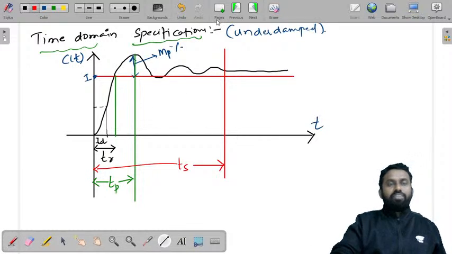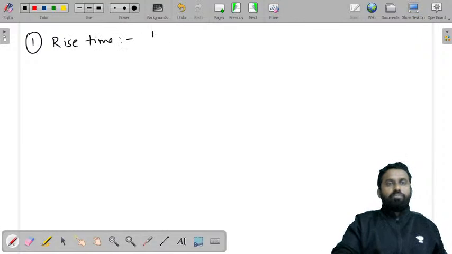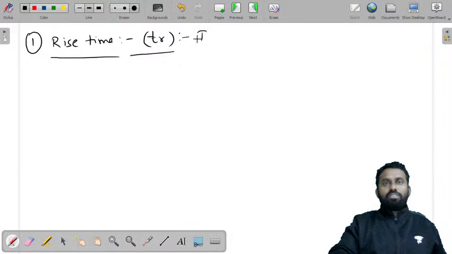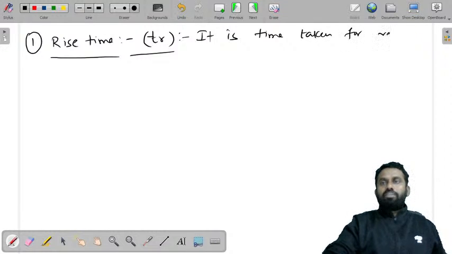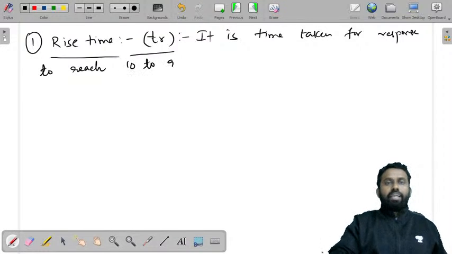Now we have to derive these terms one by one. So let's try to derive them. First let's take rise time, denoted by TR. What is it? It is the time taken for the response to reach 10 to 90% of the final value.